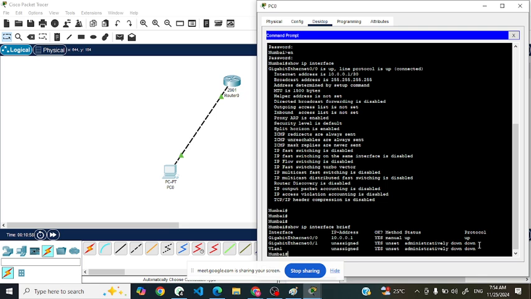Okay, so how to check interface information in a Cisco router? Ravi Shankar, what will be the command? Show IP interface, sir. If you want brief information, show IP interface brief, sir. Okay. Is it clear for everyone? Yes, sir.